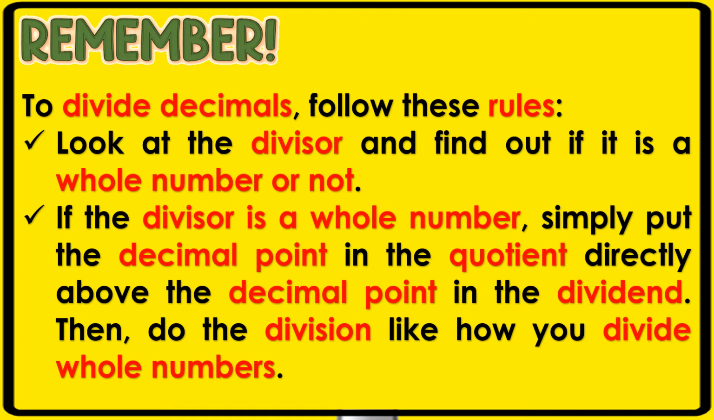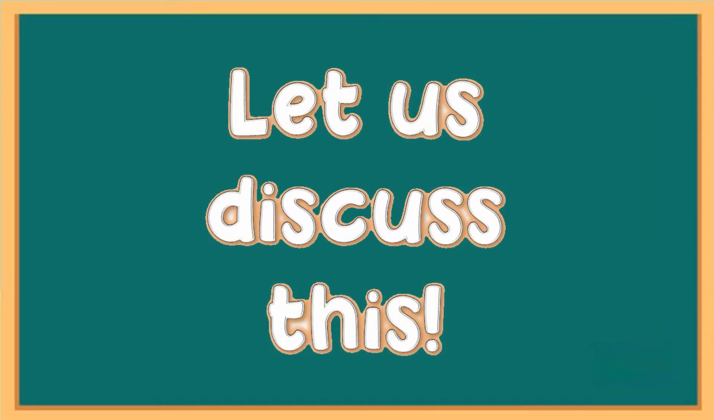Remember, to divide decimals, follow these rules. Look at the divisor and find out if it is a whole number or not. If the divisor is a whole number, simply put the decimal point in the quotient directly above the decimal point in the dividend. Then, do the division like how you divide whole numbers. Let us discuss this.